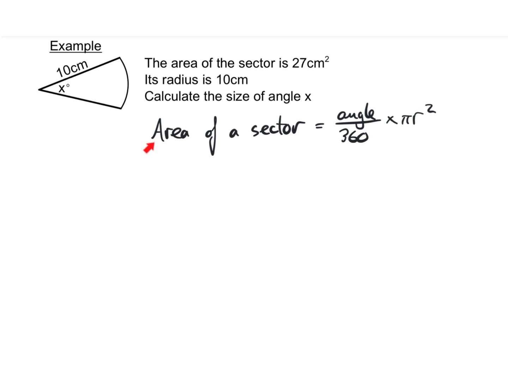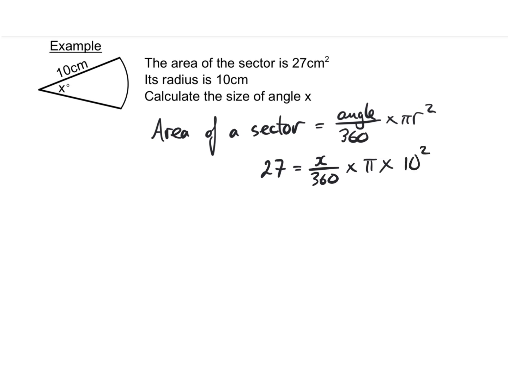So starting with this side, area of a sector, well, it tells me here the area of a sector is 27, so I can replace that area of a sector with 27 equals, it's then angle over 360. Now the angle is here as an x, so I'm going to make that angle x over 360 instead. I'm then going to do times pi times, and the next part that's a variable here, this r squared, that stands for radius, and the radius here is 10. It tells me here. It also sometimes will tell you in the question as well. So that's pi times r squared becomes pi times 10 squared, like this.